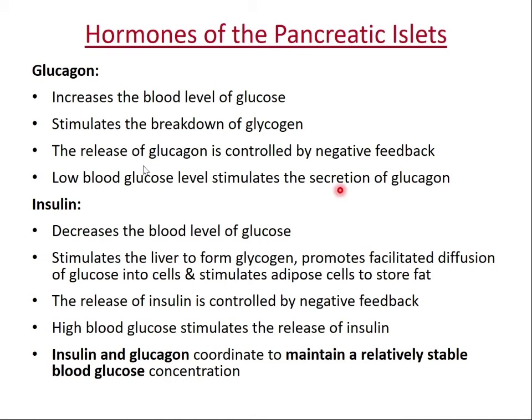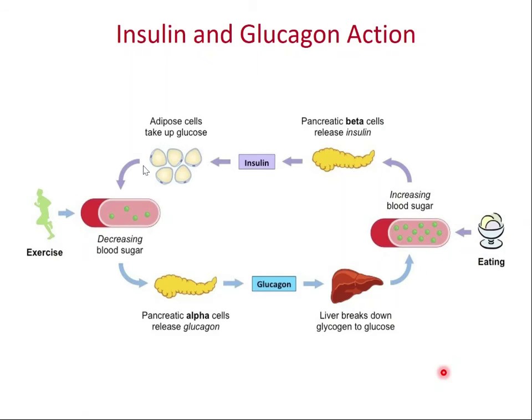So just know the broad function of glucagon and insulin. Glucagon increases the blood glucose levels. It helps break down glycogen to produce glucose. Insulin, on the other hand, will decrease the blood levels of glucose by forming glycogen and storing it. So insulin and glucagon have opposite functions and they help maintain a relatively stable blood glucose concentration.